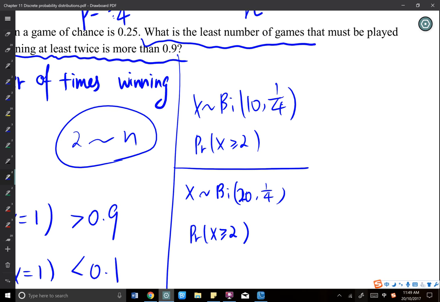Just select one. The 10 one or the 20 one? The 20, okay. Why is it the 20? Because there's more opportunity to get greater than or equal to 2, like 2, 3, 4, 5, 6, up to 20, but the other one is 2 to 10. Just use your logic. You play something 10 times and you want at least 2 successes, and you play something 20 times and you want at least 2 successes. Which one is better? Definitely the bottom one. You want more trials. So basically, in this question, I want more trials. The more, the better.